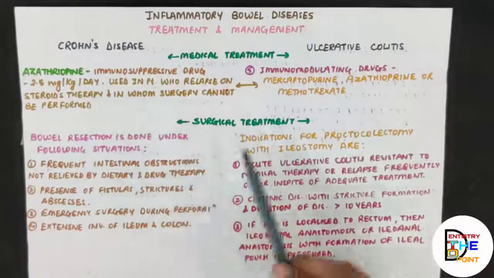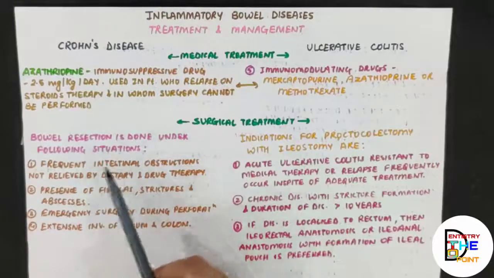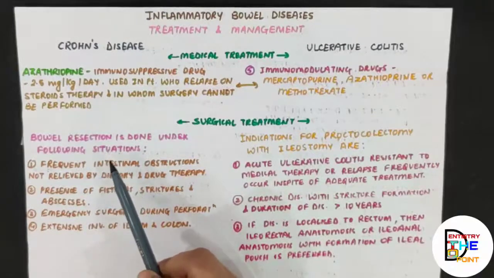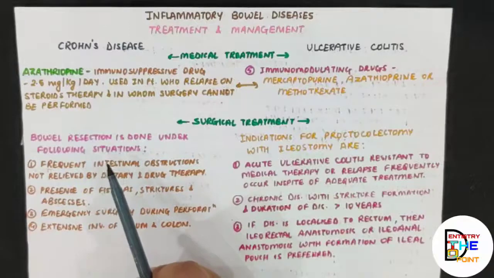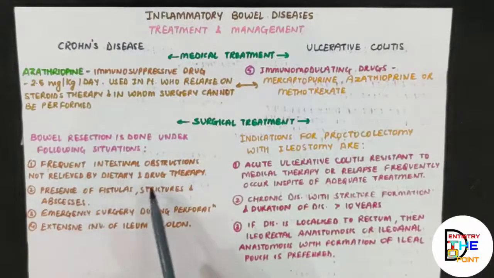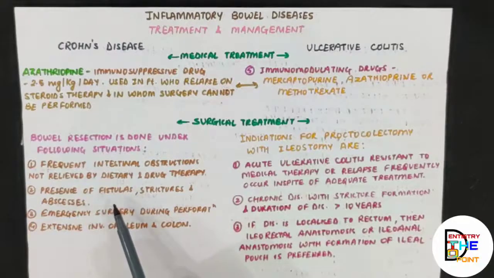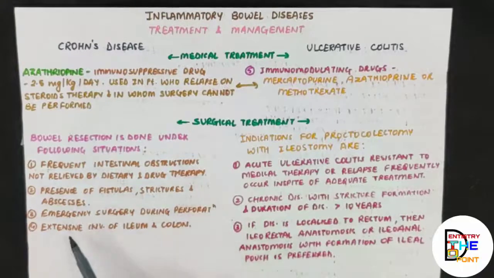Okay. Next you have surgical treatment. So bowel resection is done under the following situations. In Crohn's disease, the surgical treatment is favored when there are frequent intestinal obstructions which are not relieved by the diet and the drug therapy, if there is presence of fistula, strictures and abscess. Now what a fistula, stricture and abscess are has been clearly explained in the part 1 video, so do check that out. Emergency surgery during perforations and extensive involvement of ileum and colon.